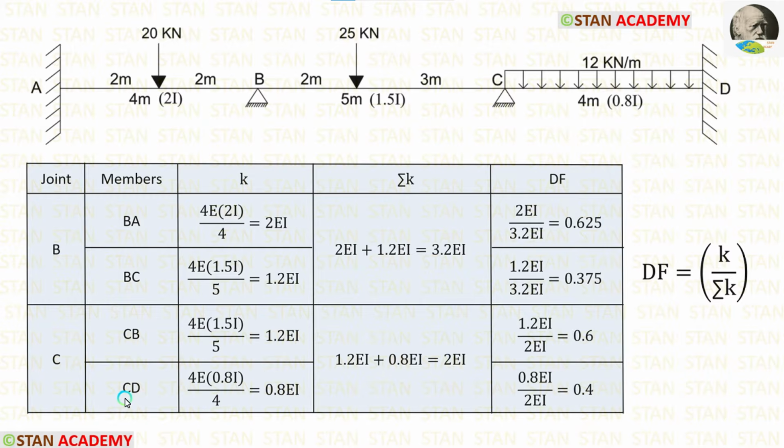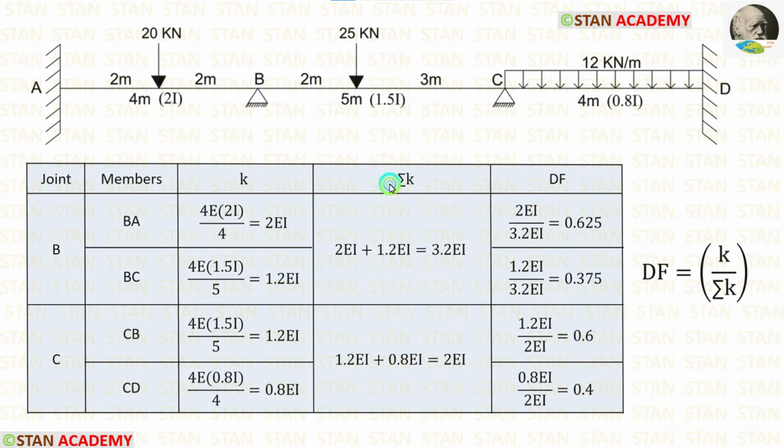Now, let us calculate the stiffness for CD. For that, from the joint C, we have to look at the point D. In the point D, we are having a fixed support. If the far end is fixed, the formula is 4EI upon L. Here, the moment of inertia is 0.8 I. So, instead of I, we have to apply 0.8 I. Length of CD is equal to 4 meter. Let us apply that. Finally, the stiffness for CD, we are getting 0.8 EI.